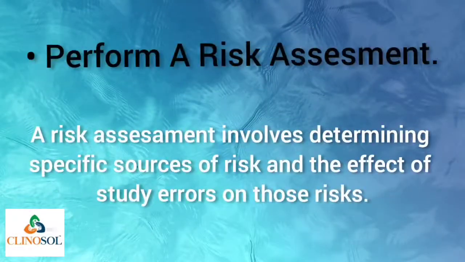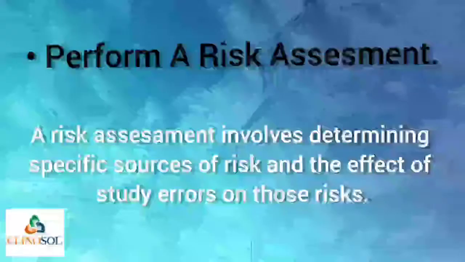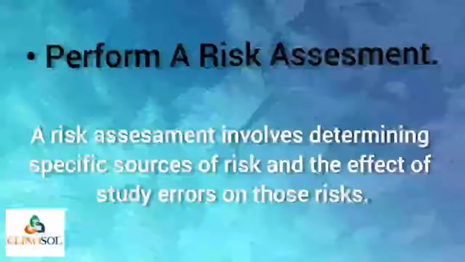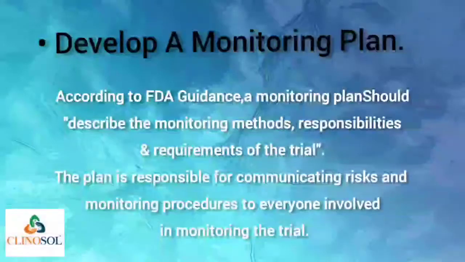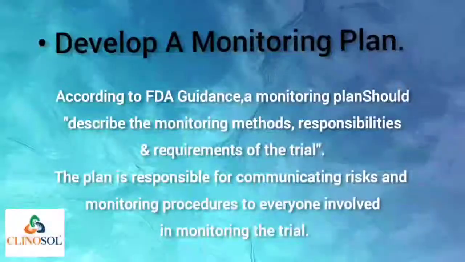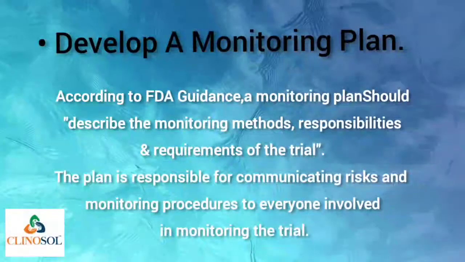Second one, perform a risk assessment. A risk assessment involves determining specific sources of risks and the effect of study errors on those risks. Third one, develop a monitoring plan. According to FDA guidance, a monitoring plan should describe the monitoring methods, responsibilities, and requirements of the trial. The plan is responsible for communicating risks and monitoring procedures to everyone involved in monitoring the trial.